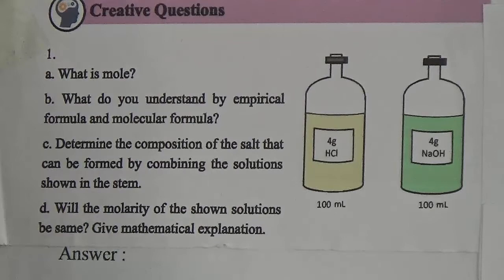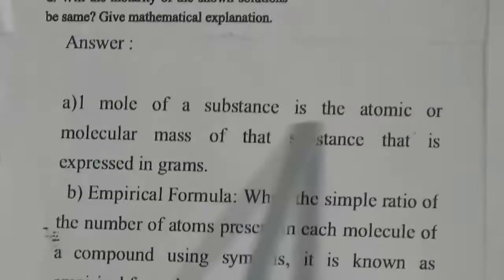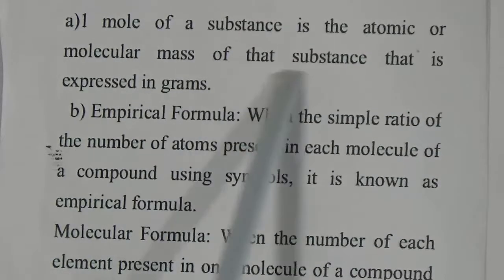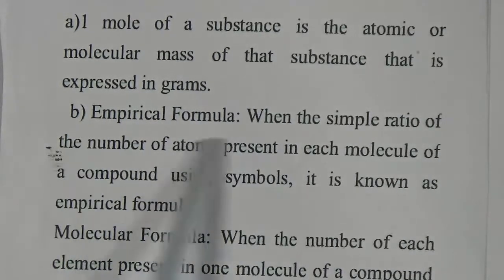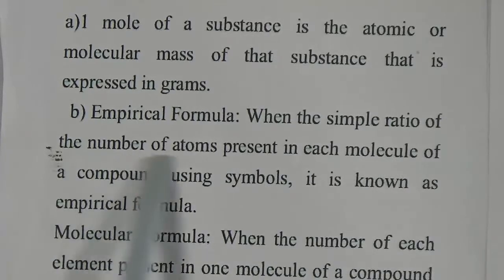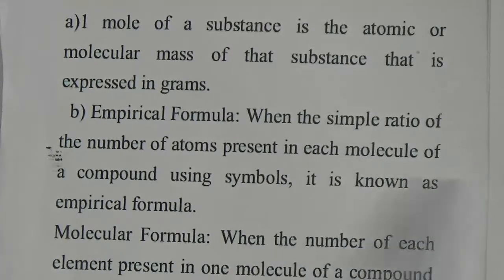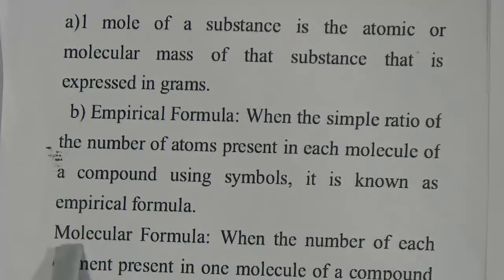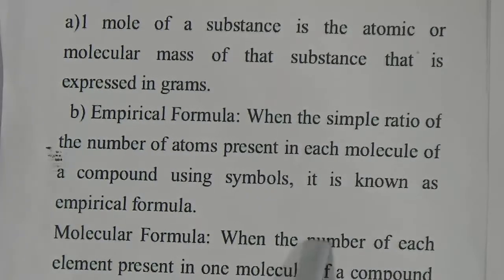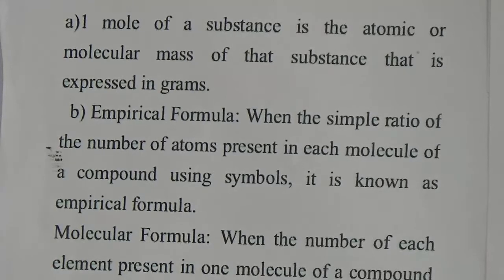Next, the answer to A is: a mole of a substance is the atomic or molecular mass of the substance that is expressed in gram. Now come to the empirical formula. When the simple ratio of the number of atoms present in each molecule of a compound is shown using symbols, it is known as empirical formula. Now come to molecular formula. When the number of each element present in one molecule of a compound is shown by using symbols, it is called the molecular formula of a compound.